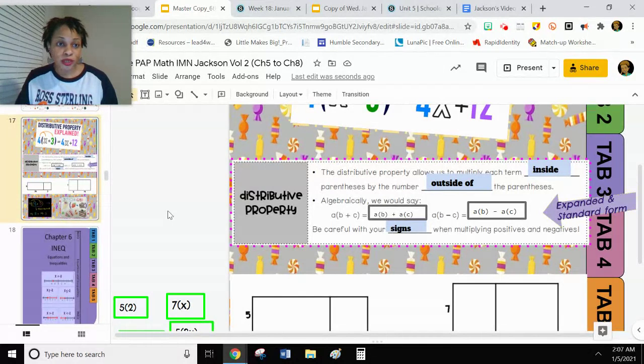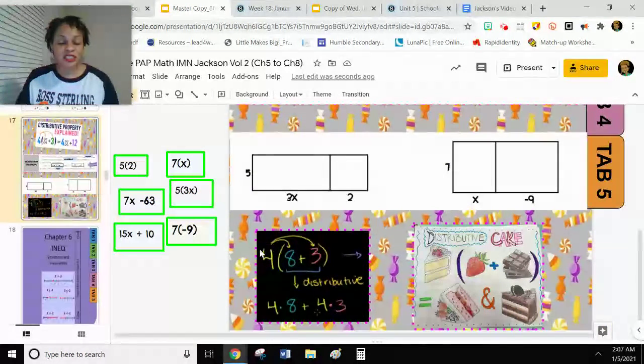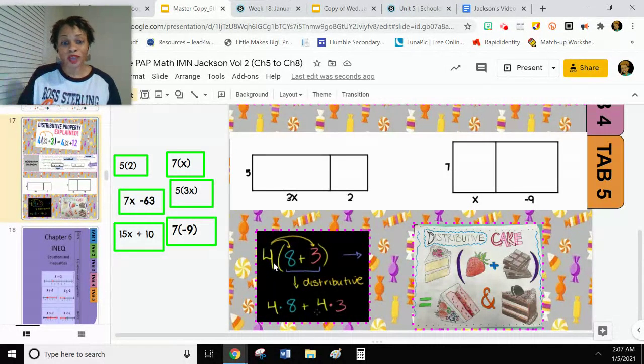So we are going to learn how to use distributive property with the box method. This is the way we typically teach it, and if you like that way, you can do it. We just want to make sure that you remember to distribute to everyone. So typically 4 times the quantity of 8 and 3 would be 4 times 8 plus 4 times 3.